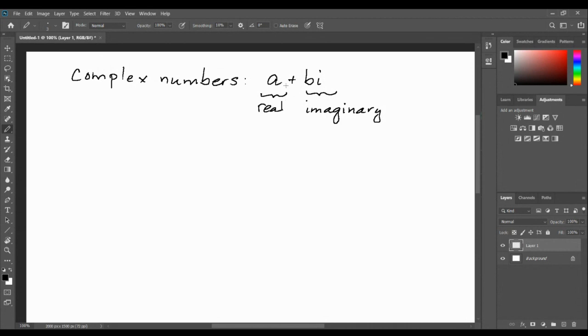And we can write any number in this complex number system. We could write the number 3, for example, as 3 plus 0i. We could write 5i in here. It would be 0 plus 5i, and so on.